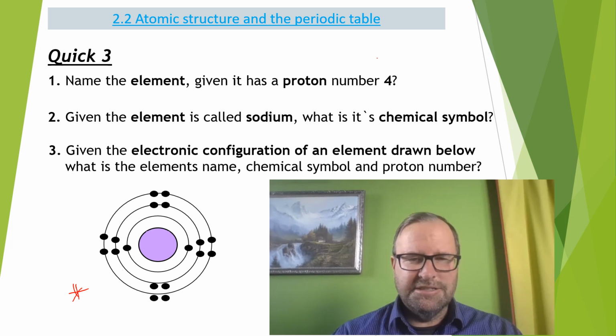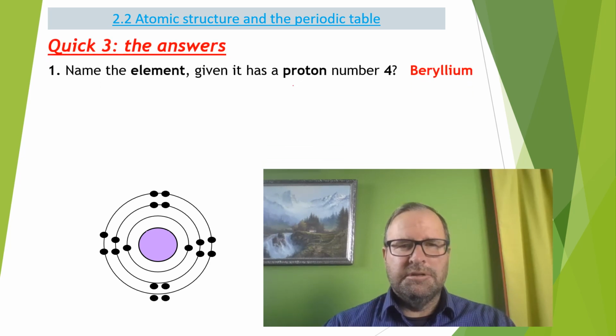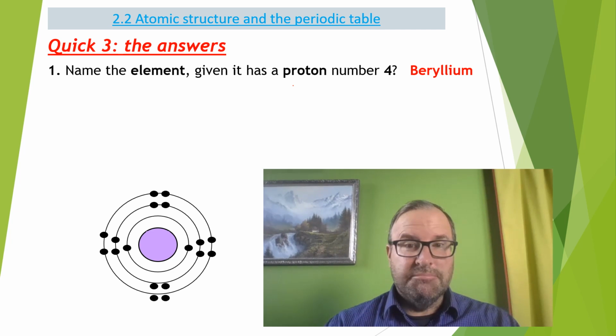Okay, let's go to the answers. Hopefully you've been pausing and having a go. Let's go to the quick 3 answers. Okay, here are the answers. Number 1, it said, name the element given its proton number of 4. If you're learning it using the mnemonic, it is beryllium. Beryllium, proton number 4, chemical symbol Be.